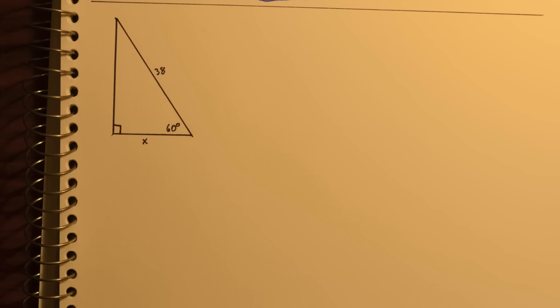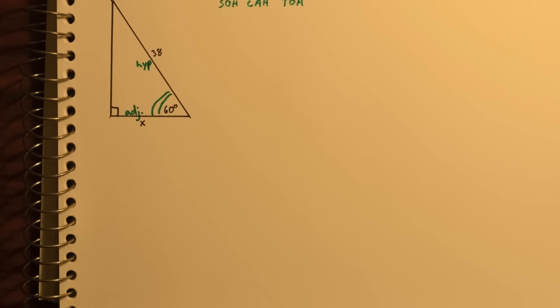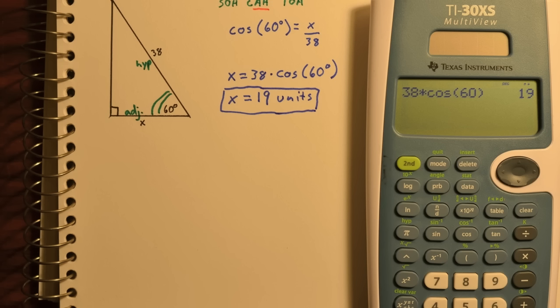One more example, let's take a look at this one. Here we've got a 60 degree angle, x and 38. So we know the hypotenuse, we want to solve for the adjacent, that's the cosine function. So the cosine of 60 degrees is x over 38. Solving for x gives us 38 times the cosine of 60, and we get exactly 19 units.